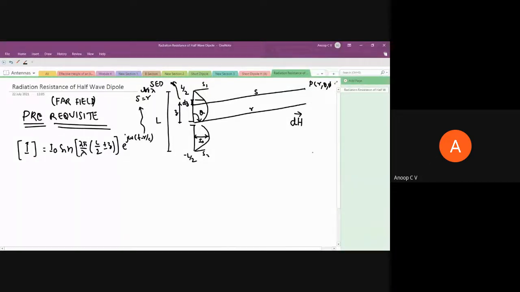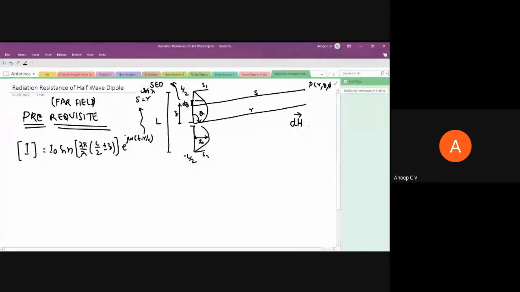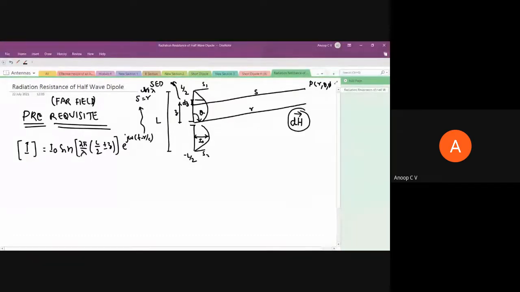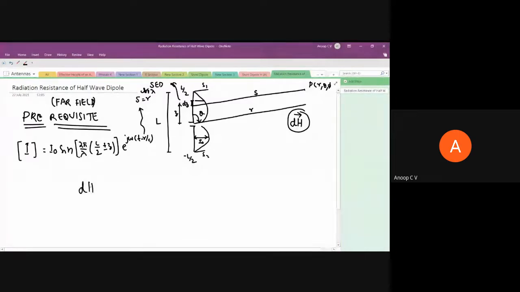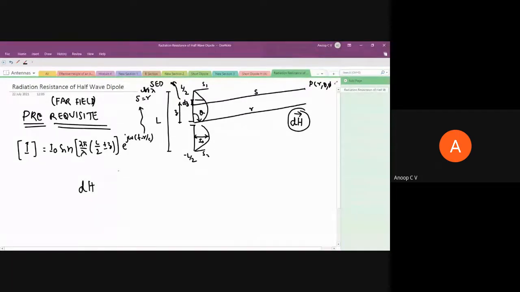If I know the magnetic field, I can find the electric field E theta by multiplying it by 120 pi, the intrinsic impedance of free space. So what will be this dH? Can anyone tell me? We told it in the last class, but I think I should repeat it, then only you will be able to appreciate this derivation.